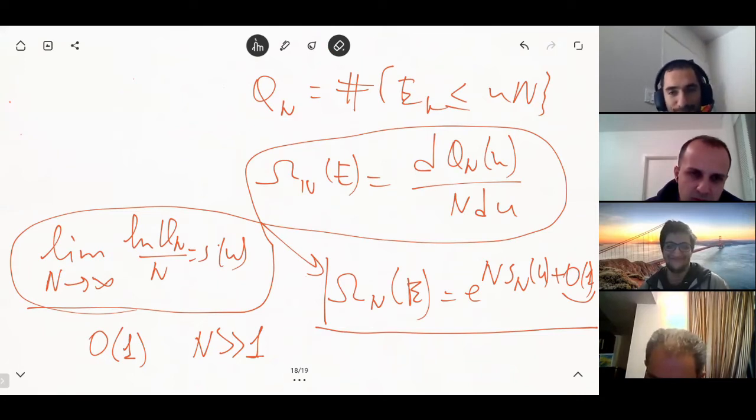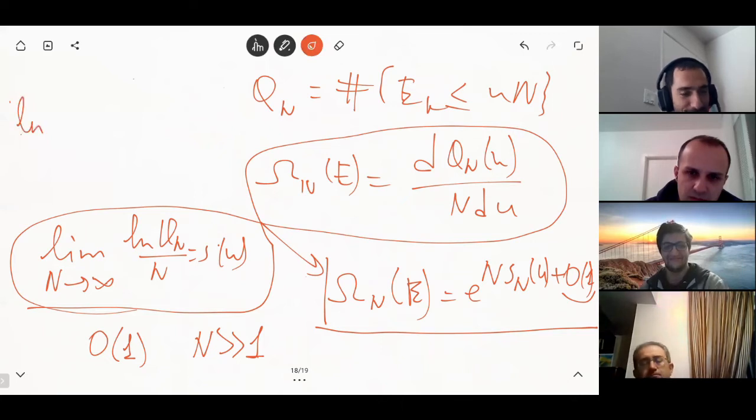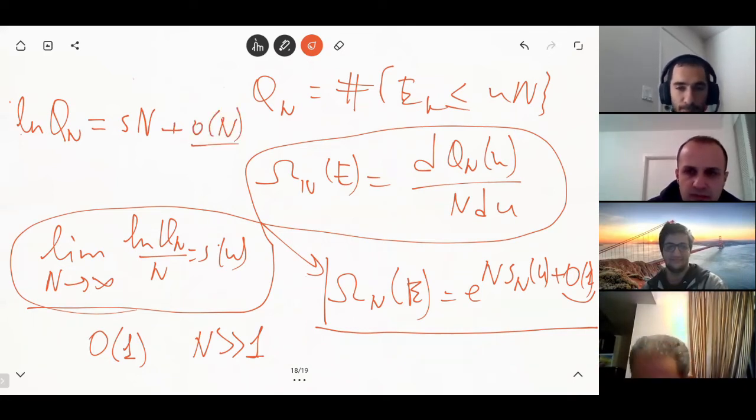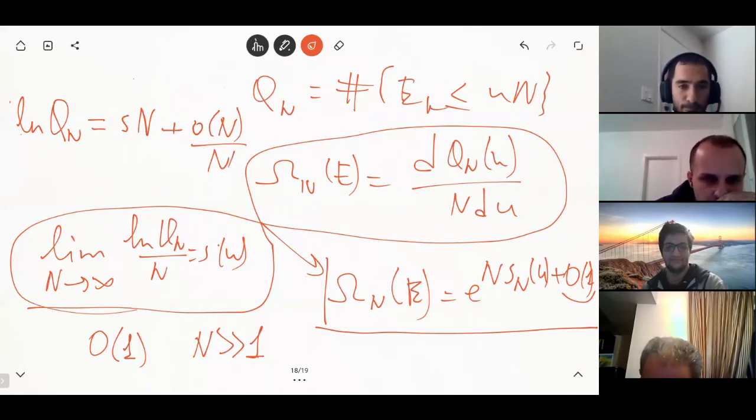So the result by Müller is the following: ln Q_n is equal to n S_n, plus a correction. Since this is true only in the limit, we can say that this correction is some o(n). O small n means that if you divide this by n and take n to infinity, it goes to 0. So it is something that scales slower than n.